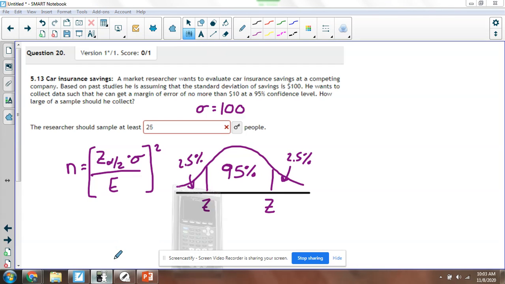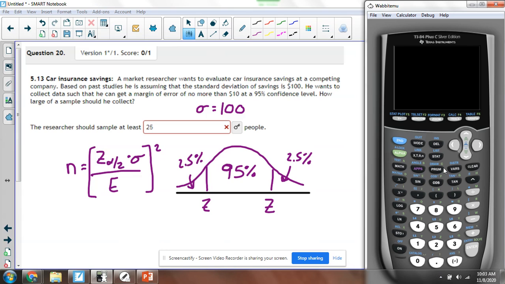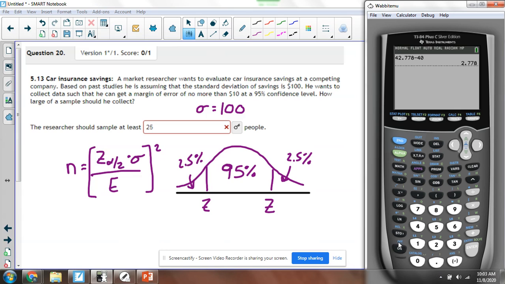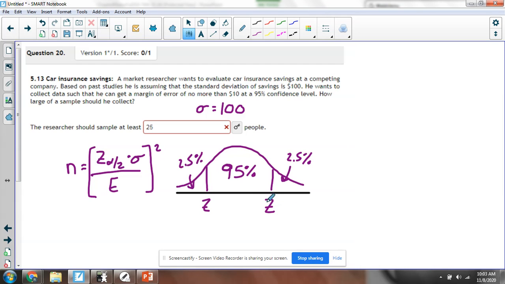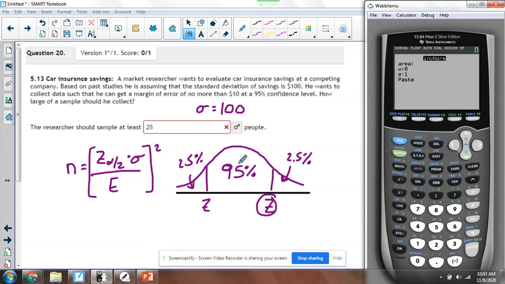So I'm going to use my calculator. I'm going to go to the distributions menu, second, bars, inverse normal, because I'm looking for the z value. I have the percentage, the area to the left of this. I'm looking for this z value, so I want the positive one. Area to the left of that z value is 95 plus 2.5 or 97.5. So this is 0.975. Mu and sigma are 1. So that z of alpha over 2 value is 1.959. So we're just going to keep that the way it is.